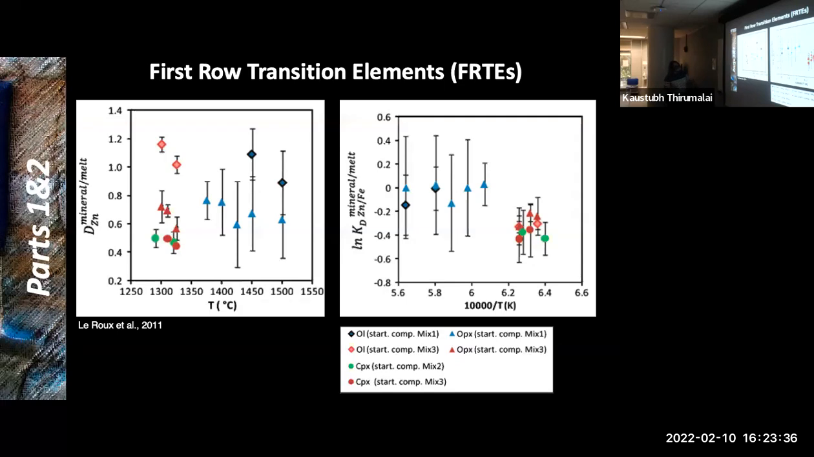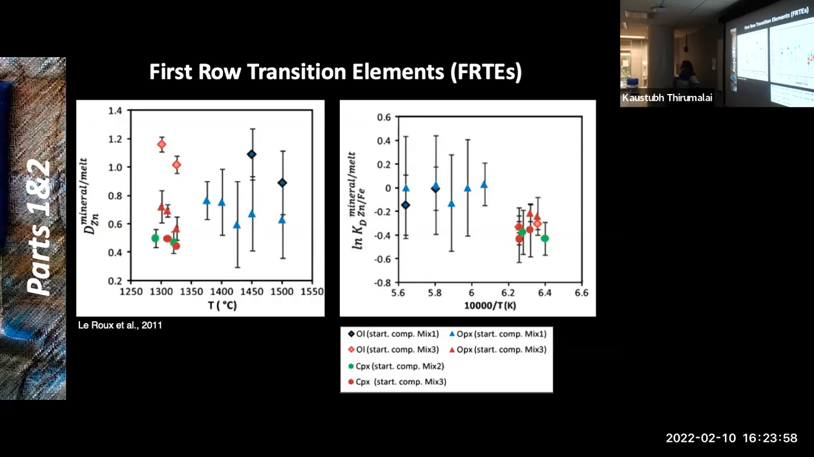So these are basically the data that we have for zinc as a function of the temperature, and the exchange coefficient for zinc iron as a function of the temperature again. Those are the work by Leroux et al. 2011. And when you look at this data, if you look at one particular bulk composition for olivine, for example, you might see some trend.